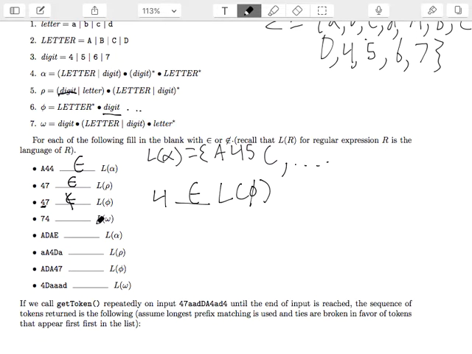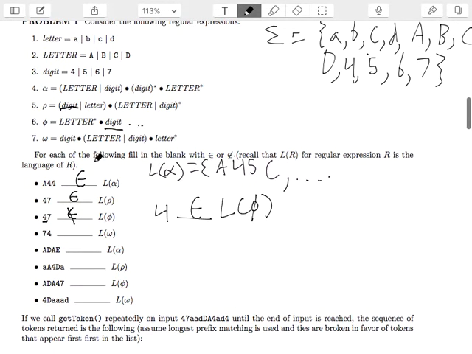Okay, 7-4, is that in the language described by rho? Yes. So I have the digit, or no, this is omega, sorry. So this is rho. All right, digit, 7, matches, then we go to the next character. Is the next character a capital letter or a digit? Yeah, it's a digit, so that matches. This goes to epsilon, there's nothing more, so that matches.